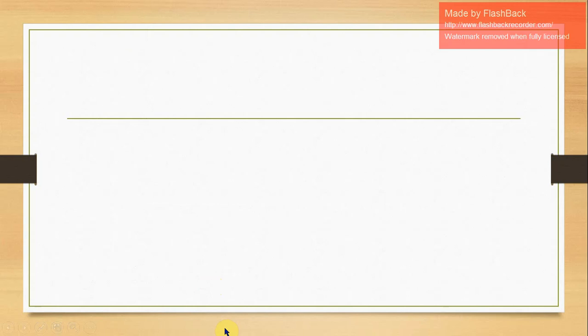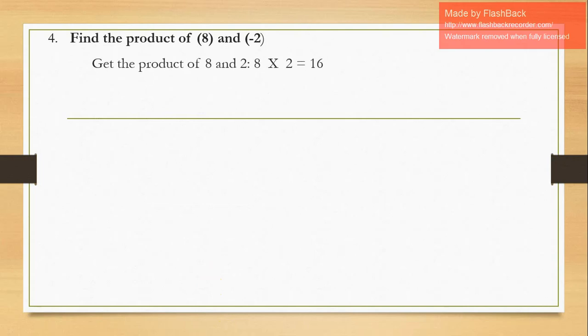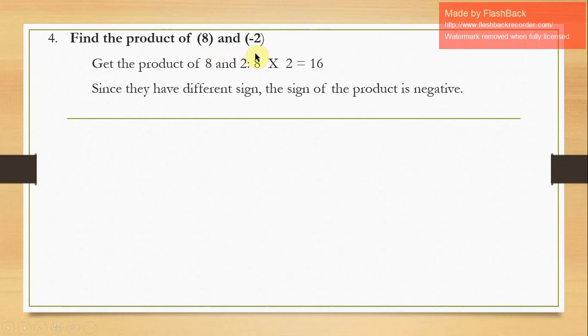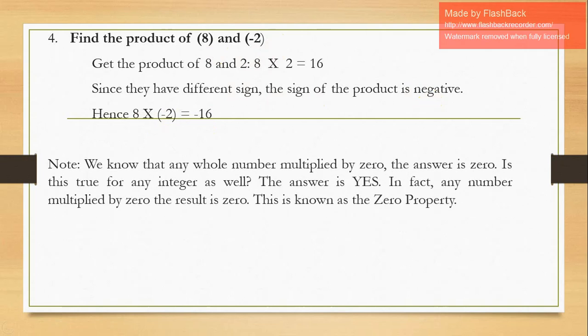So, next example. Find the product of 8 and negative 2. Disregard the sign, just multiply the numbers. That is 8 times 2 is equal to 16. Then, tingnan natin yung sign kung magkaparehas. Magkaparehas ba? No, they have different sign. So, we need to follow rule number 2. So, the product is always negative. Hence, 8 times negative 2 is equal to negative 16. So, that is the second rule for multiplication of integers. So, take note of this.